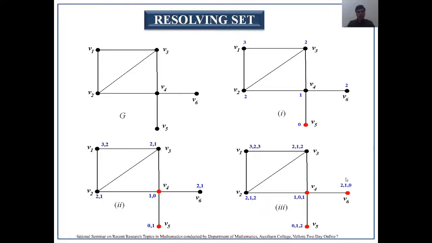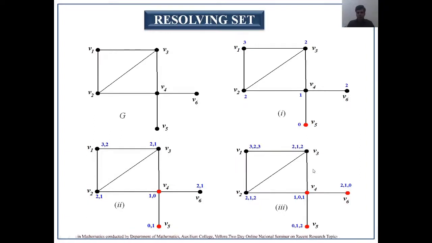Now let me take another vertex into the set: I am accommodating V6 in the set W. Let me check the distances. Now let us find the distance between V6 and all other vertices in the graph. V6 to V5 the distance is 2, which I am writing as the third coordinate. V6 to V4 the distance is 1. Similarly, V6 to V2 distance is 2, V6 to V1 distance is 3, and V3 to V6 the distance is 2.